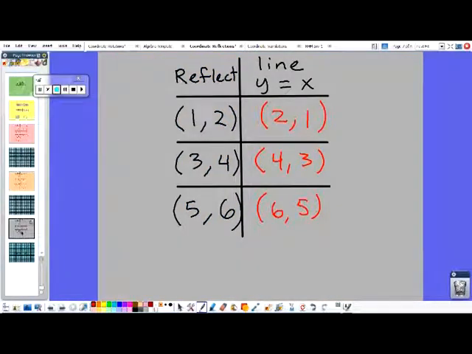If I reflect across the y equals x line, the coordinate point is x, y. Hopefully you see this rule. It's y, x. No sign changes. They just switch places. And that's it. You're reflecting across each of those 3 lines.